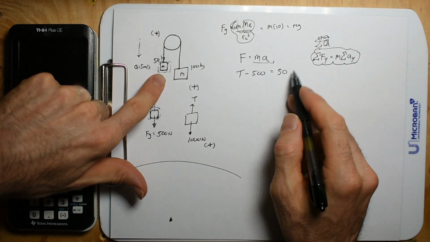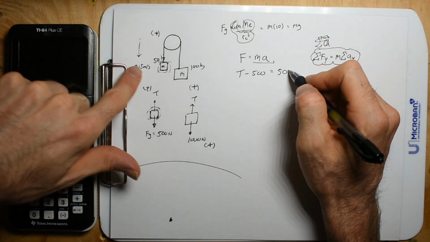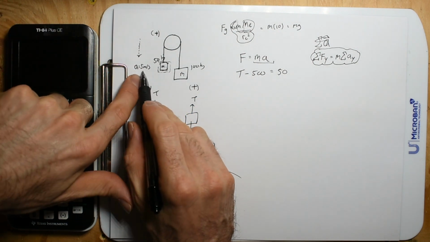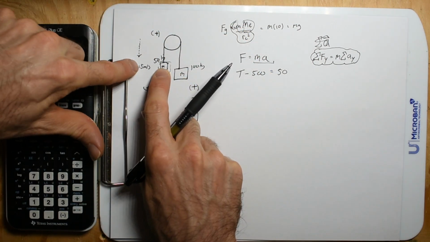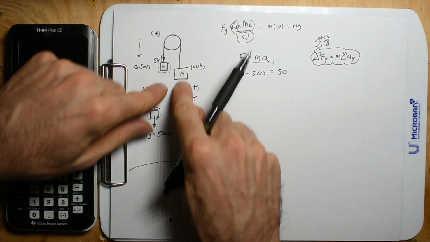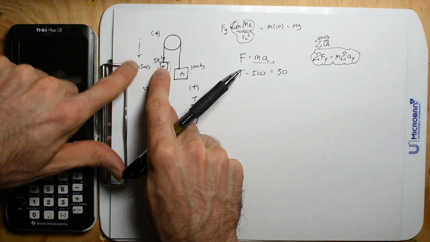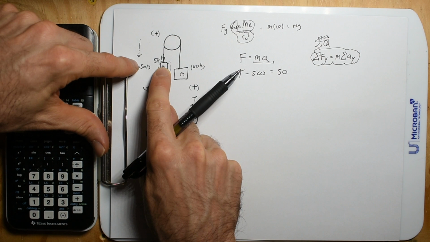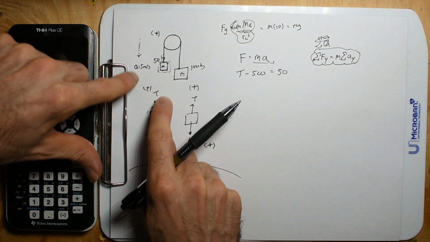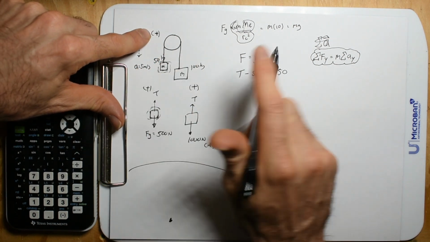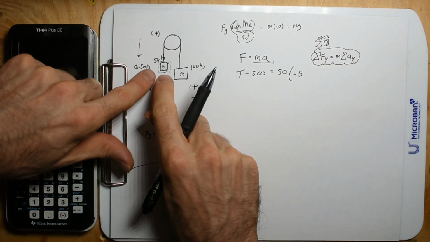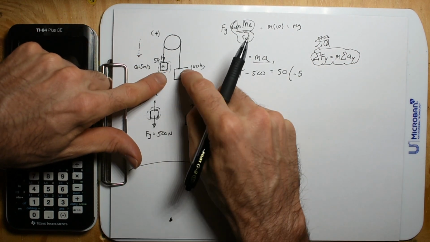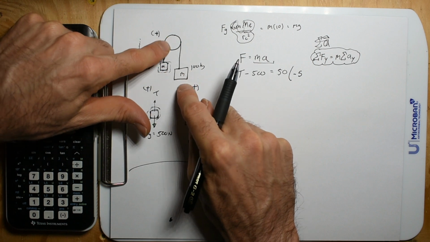Now this acceleration: this whole system is going this direction, and this mass is part of that system. This mass is going 5 meters per second squared this way, and that is the negative direction. So we have to go minus 5. But then we have to leave room for whether it's doing something like this.